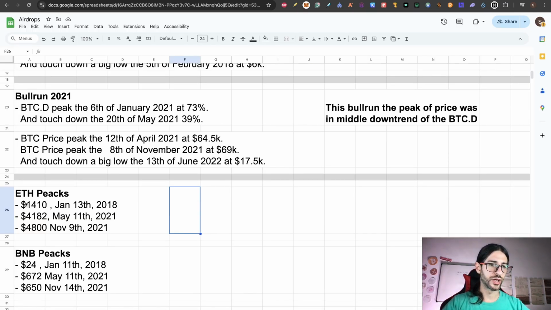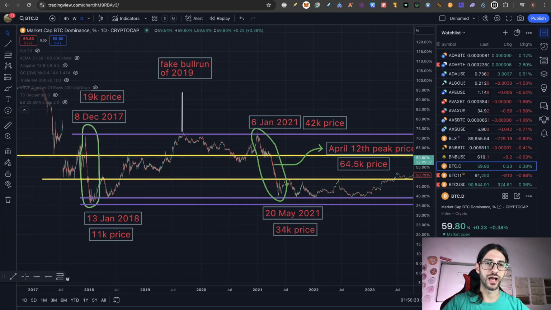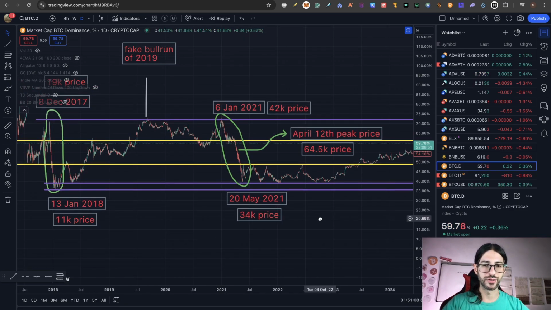The other thing that you can see is that Ethereum peaks in January and in May, the same as BNB, January and May on the two bull runs. And that also coincides with the 40% on the Bitcoin dominance. In January, the Bitcoin dominance was at 40% or below, and this was the peak of the altcoins. And the same happened here in 2021, when Bitcoin dominance was at 40%. We already have the peak of the altcoins a couple of days before that. So this is a very important indicator.